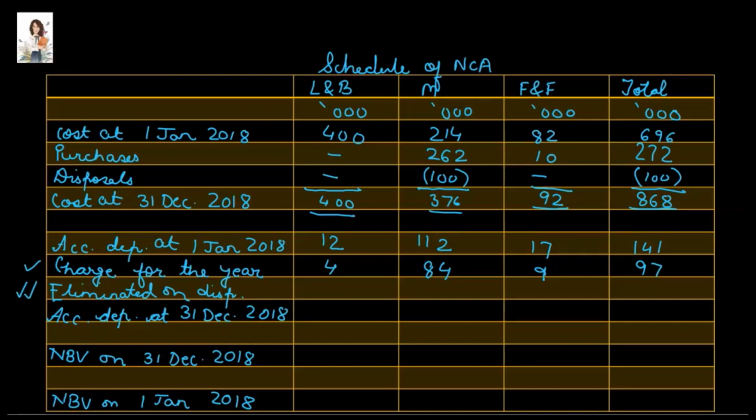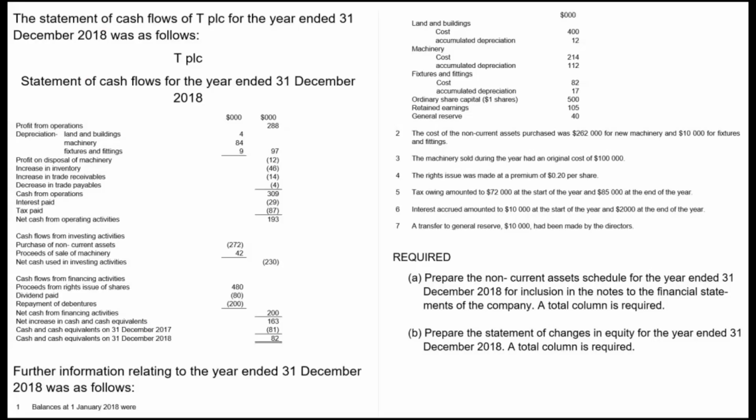We must now find out the depreciation on assets which were disposed during the year. That is the eliminated depreciation, for which we will prepare working note 1. Only machinery has been sold during the year.